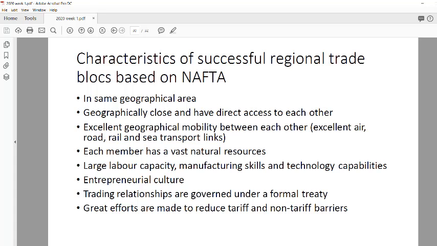So let's look at what a successful trade bloc is: NAFTA. So why did it work really well? You're in the same geographical area, that really helps. You're very close to each other, it's easier transport-cost-wise and everything. Plus, you probably have similar climate conditions and stuff like that. And the cultures, because you're close to each other, could possibly be very similar. And you have direct access to each other.